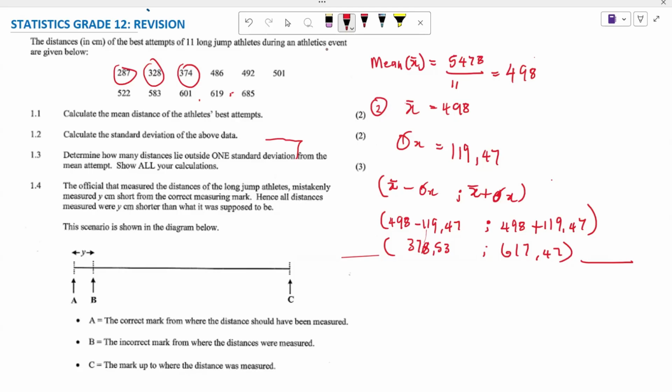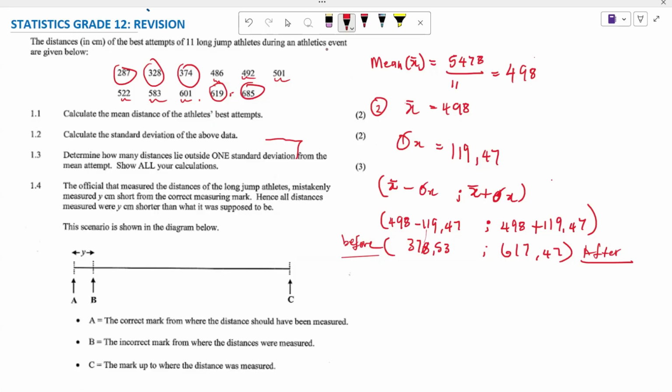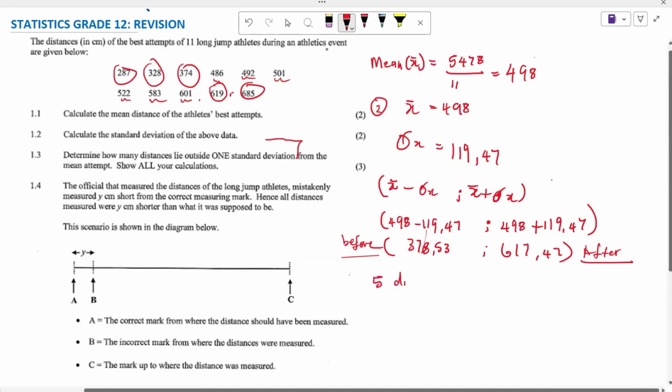However, if you can see now, this 486 lies within that particular data, which means these ones you're not going to include, right? It lies within that data. However, 619 now lies outside. Remember, it can be before, and it can also be after. So 619 and also 685 lie after, which means you are having 5 distances that lie outside one standard deviation.